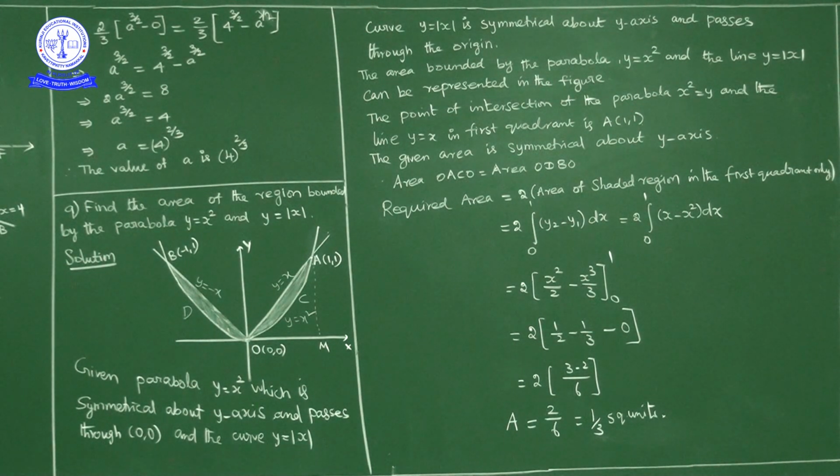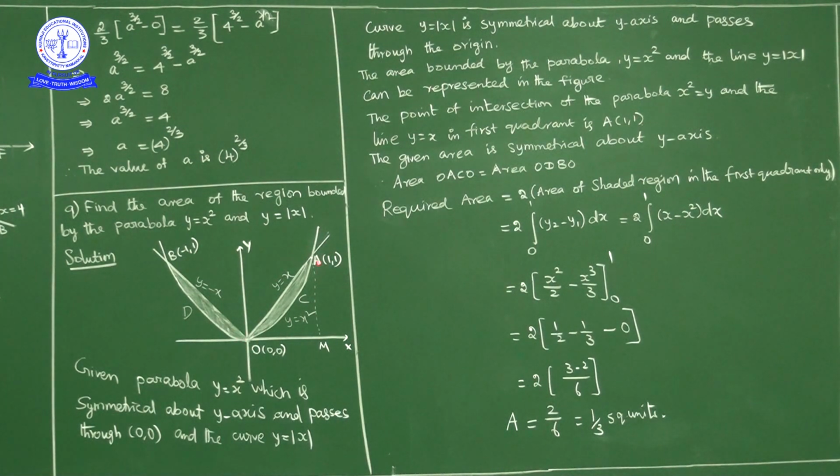Now to calculate this shaded region area, observe carefully, upper curve area minus lower curve area. We are calculating from limits 0 to 1. Between 0 to 1, y is equal to x is the upper curve, y is equal to x square is the lower curve. Now if you calculate from 0 to 1, y is equal to x, what we get exactly is the area of the triangle OAM.